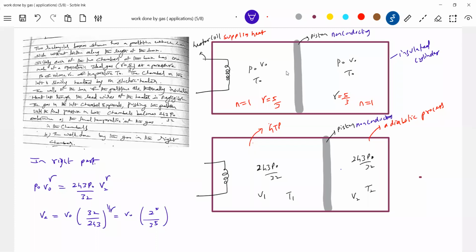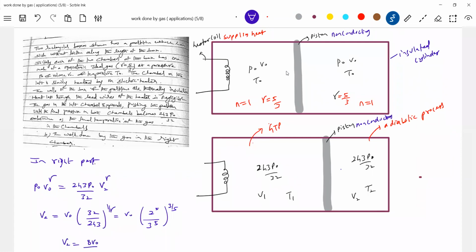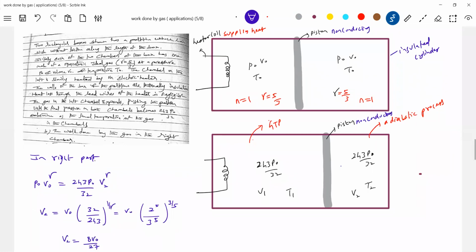Gamma is 5 by 3, no? So it will become 3 by 5. Is that okay? 243, can I write 3 to the power of 5? 32, 2 to the power of 5. Okay, 2 to the power of 5 cancels. So 8 by 27. So V2 equals 8 V naught by 27.